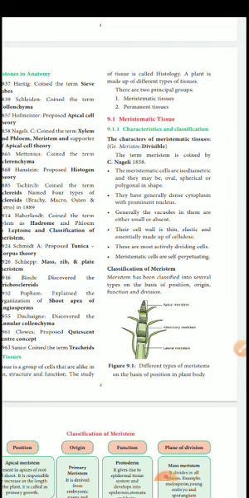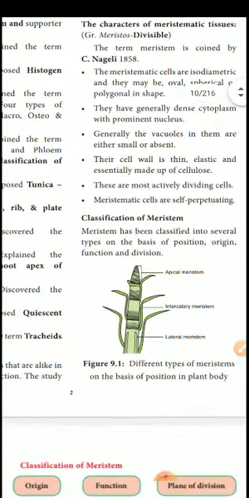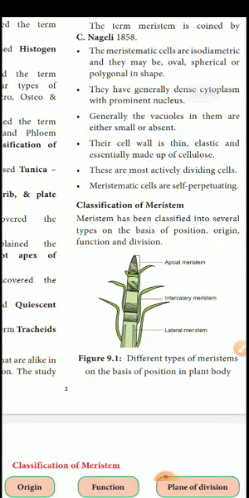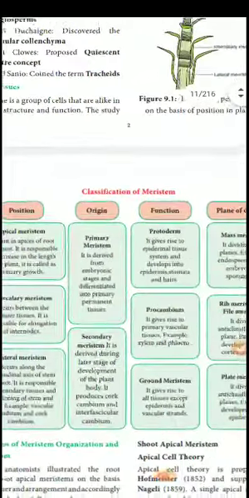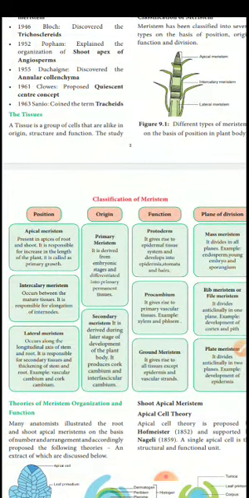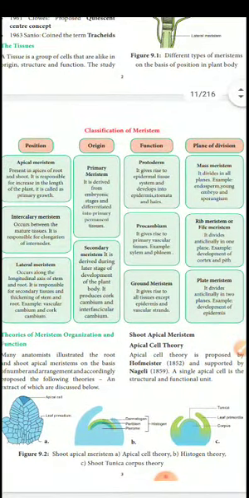So, see the classification of the meristematic tissue. This is the apical meristem, which is sharp and pointed. Then the intercalary meristem, and the lateral meristem, which come under the meristematic tissue. It is classified on the basis of position, origin, function and plane of division. Only on the basis of these four things is the classification done. Okay, so see the classification of meristem.